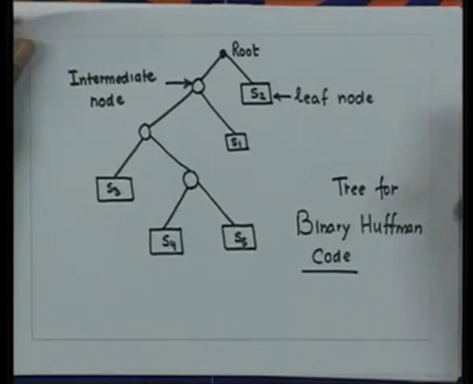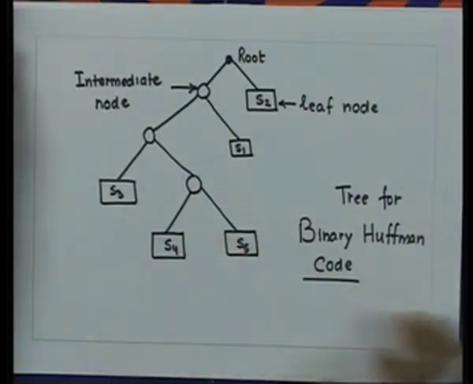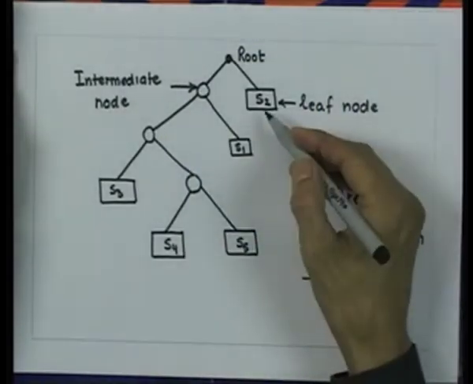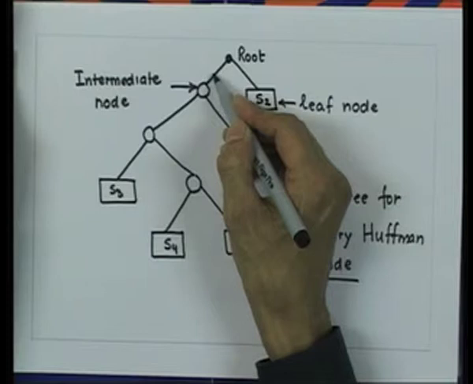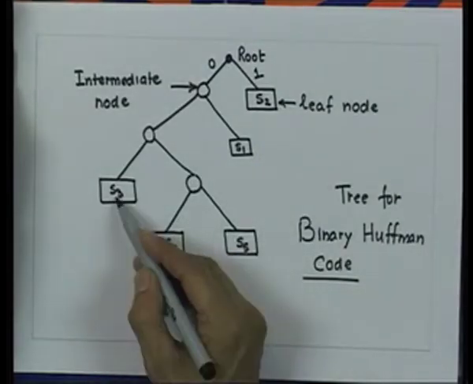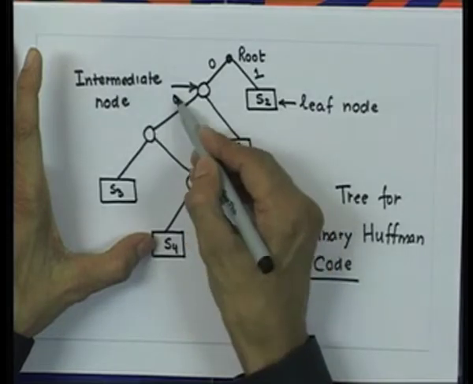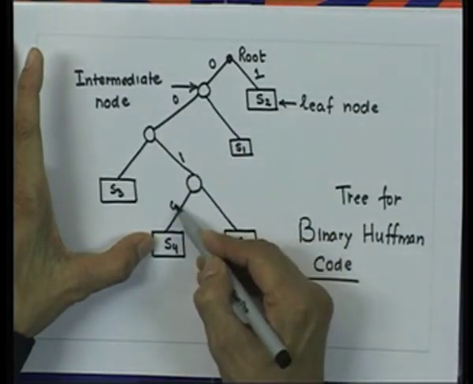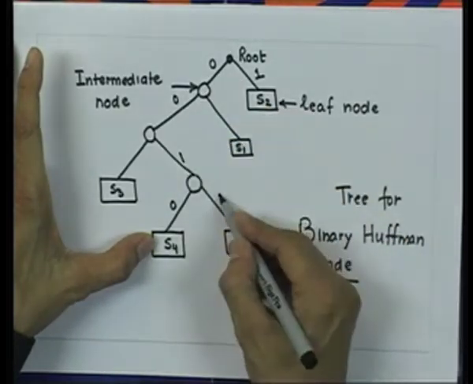Now, the next question that comes to our mind is that after I have got this Huffman code for this source, the Huffman code can be obtained from this binary tree also. Whenever I traverse on the left hand side it is 0, and whenever I travel on the right hand side it is 1. So, if I want a binary code for S4 it is 0, 0, 1 and 0. Similarly, the binary code for S5 would be 0, 0, 1, 1.